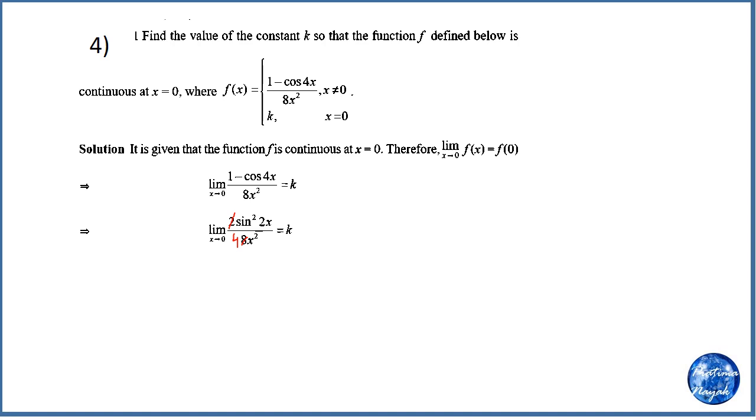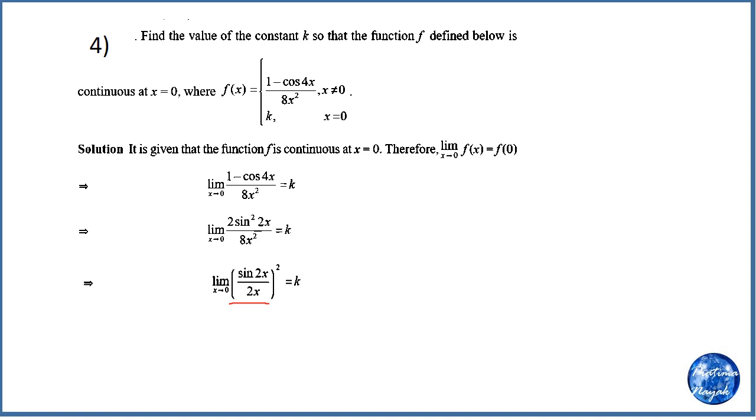And here I can cancel 2 with 8. This will be 4. Then sine square 2x, 4x square means 2x whole square. So this can be made into limit sine 2x by 2x whole square, which will be ultimately equal to 1. So this is sine 2x by 2x whole square is equal to k. How much is this value? This is equal to 1. So k is equal to 1. Answer.